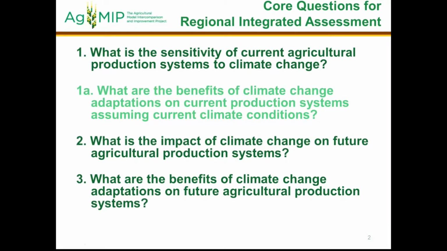So the core questions that we're trying to answer in the Regional Integrated Assessments are shown here. First, what is the sensitivity of current agricultural production systems to climate change? We've added a new question. This is a kind of a minor tweak on the questions we've already answered, but it is, what are the benefits of climate change adaptations on current production systems, assuming the current climate? And the second question, what is the impact of climate change on future agricultural production systems? And finally, what are the benefits of climate change adaptations on future agricultural production systems?